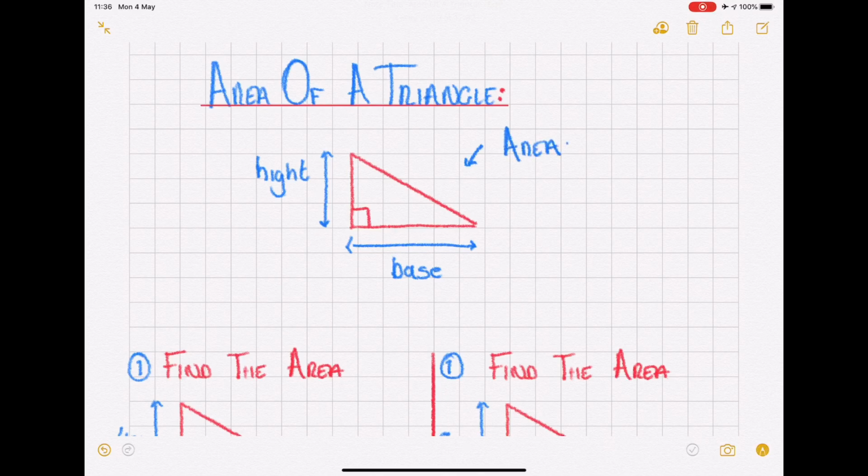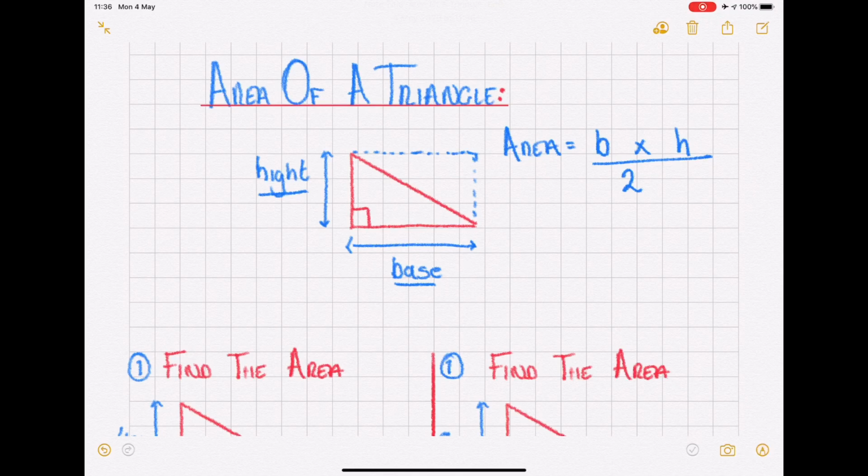If we want to find the area of a triangle, we need to know one formula, and that is the area of a triangle is equal to the base times by the height, all divided by 2. So the base times by the height, all divided by 2. And the reason for that is, if you think of this triangle as half a rectangle.